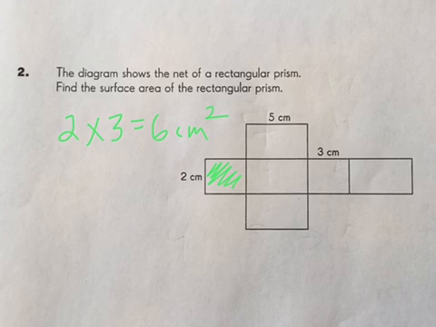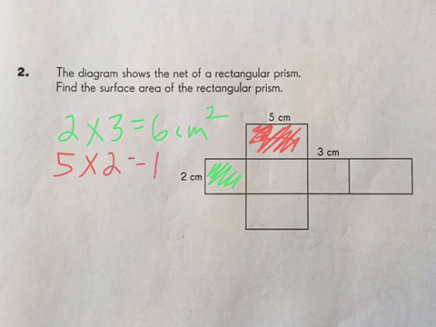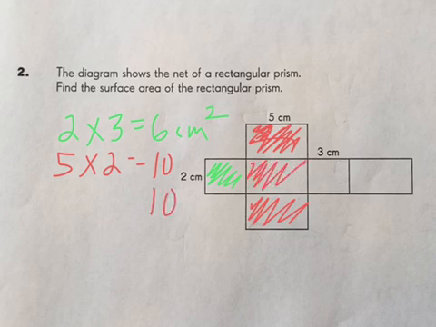Let's take a look at this figure now, this rectangle over here. You've got a length of 5 times a width of 2 again. 5 times 2, so that's 10 centimeters. If this one's 10, then so is this one, so add another 10. And this one is also congruent, so add another 10.